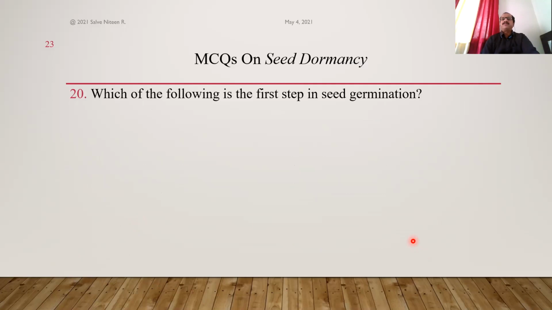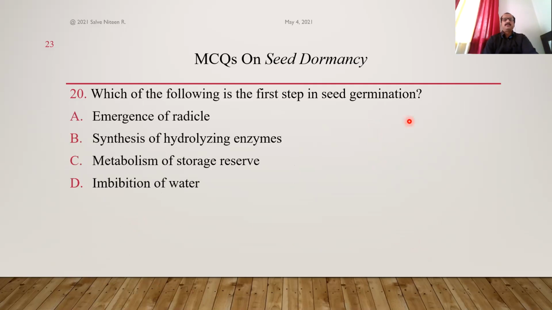Which of the following is the first step in seed germination? After breaking seed dormancy, seeds germinate. So which is the first step? So these are the processes which are involved in seed germination: emergence of radicle, synthesis of hydrolyzing enzymes, metabolism of storage reserve, and imbibition of water.